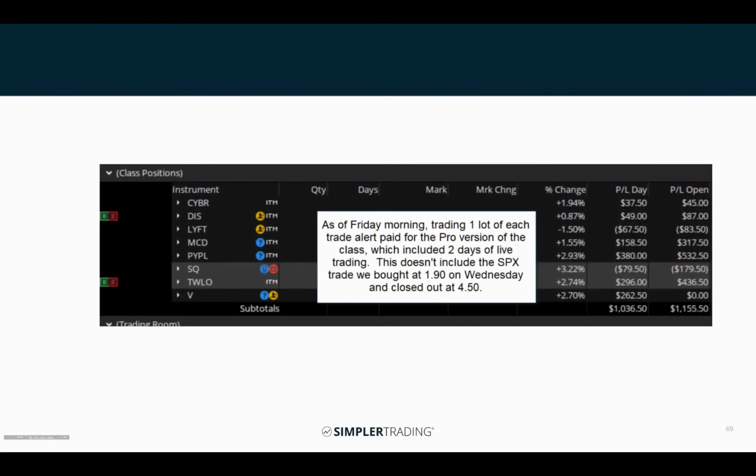Okay. And so what I do when I do live classes, I'll trade one lot and track it. And you can see here that we did Cyber, Disney, Lyft, McDonald's, PayPal, Square, Twilio, Visa on this particular day. It was $1,036 in profits. And the goal there, when you're doing one lot, is can you pay for the class, kind of a thing. And obviously if you're doing 10 lots, that would have been $10,000, et cetera. So that stuff's always kind of nice.